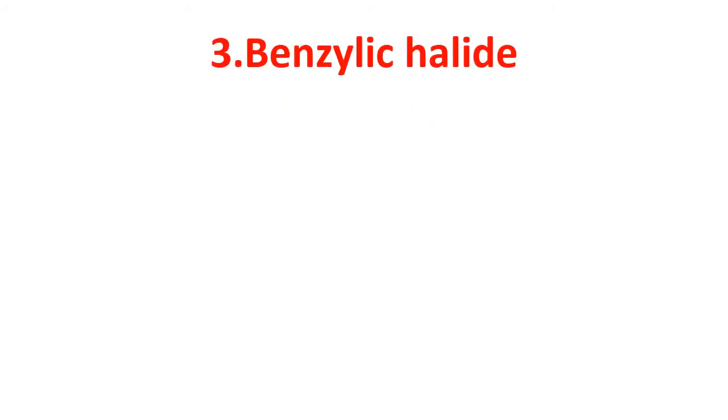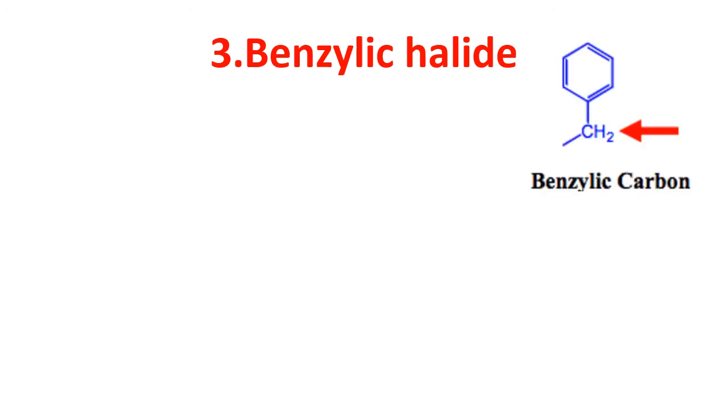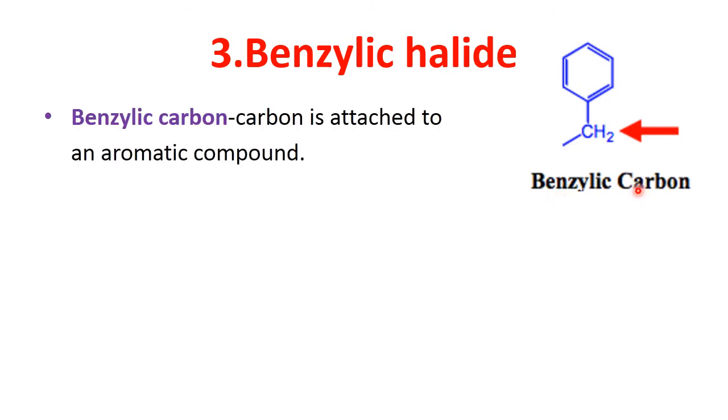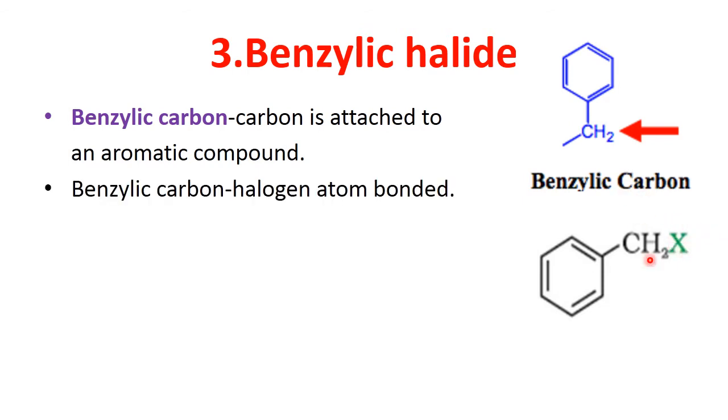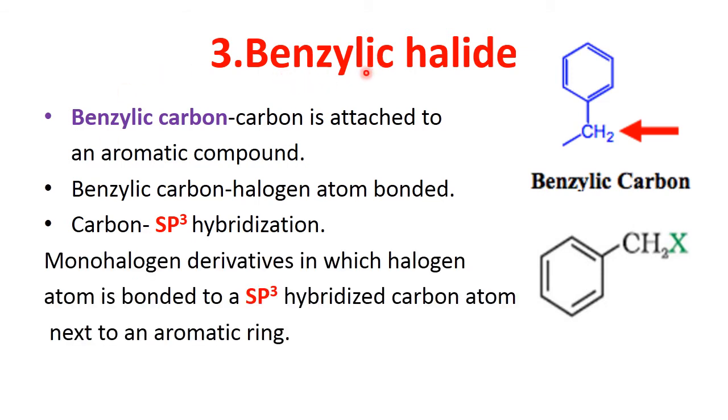The third type of monohalogen derivative is benzylic halide. First we will see what is meant by benzylic carbon. Benzylic carbon means the carbon which is attached to an aromatic ring, and this benzylic carbon is further bonded to a halogen atom. This benzylic carbon is bonded with other atoms by a single bond, and therefore it undergoes sp3 hybridization, and therefore we can define these benzylic halides as the monohalogen derivatives in which a halogen atom is bonded to an sp3 hybridized carbon atom which is next to an aromatic ring.